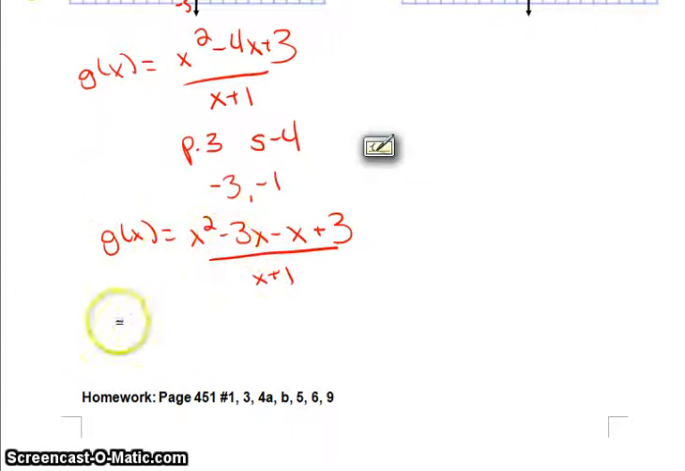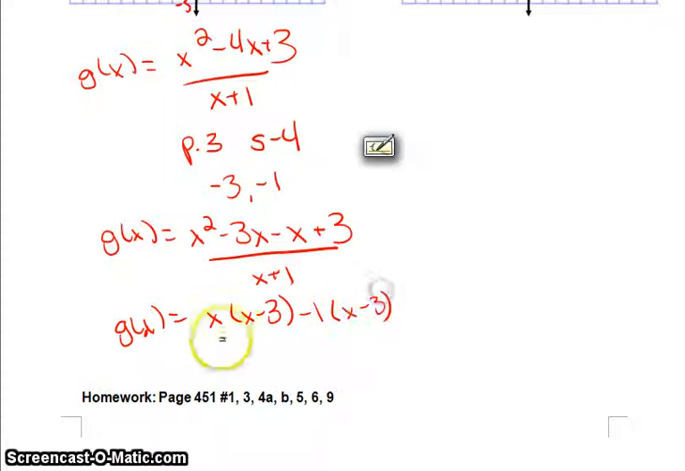Grouping our first set together, there our common factor is x. We have x minus 3. And in our second group, our common factor is just negative 1. Remember, we want our brackets to look the same, so we take out negative 1, and we have x minus 3. That's over x plus 1.